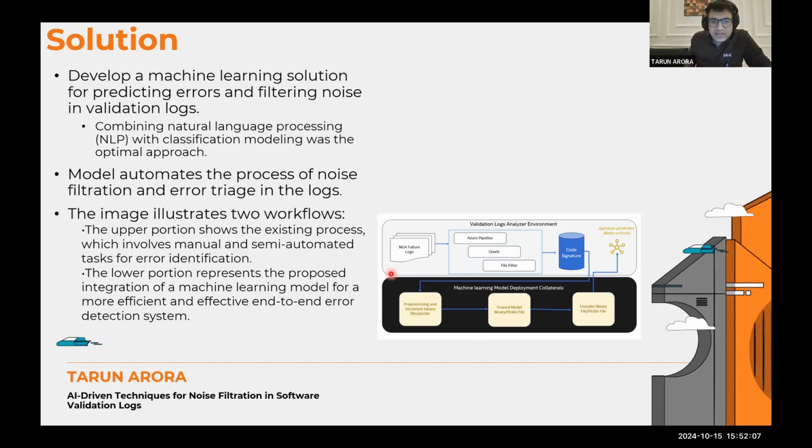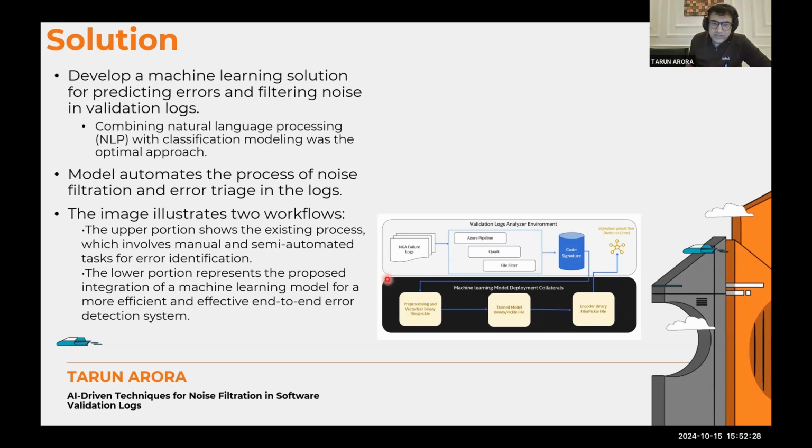Now, I've just given a very high-level picture here. What is happening is that in the pre-ML, or let's say the ML or AI environment, you have different kinds of failure logs being generated. Then you have your own pipeline, and somebody was sitting here analyzing the failure signatures and trying to do the triaging.